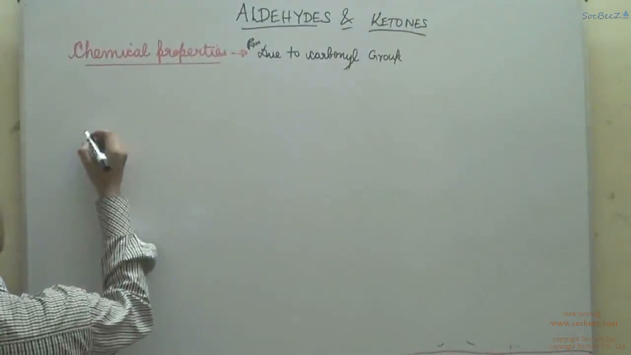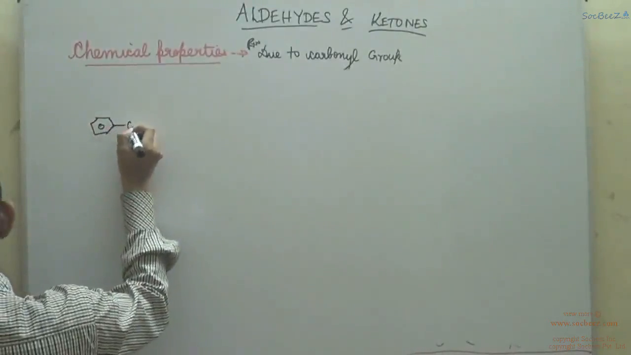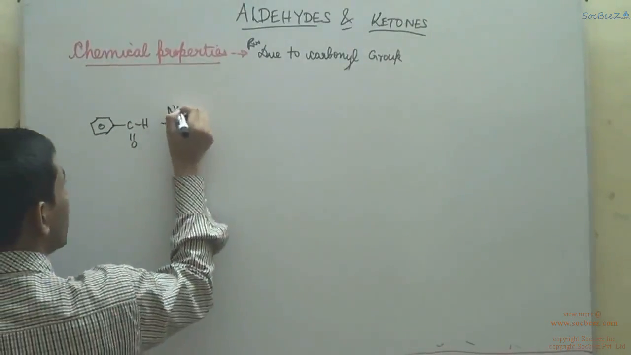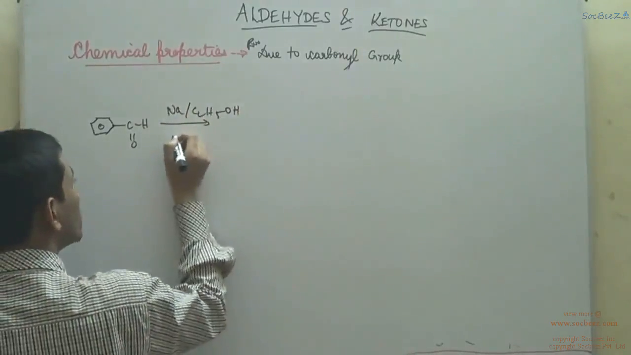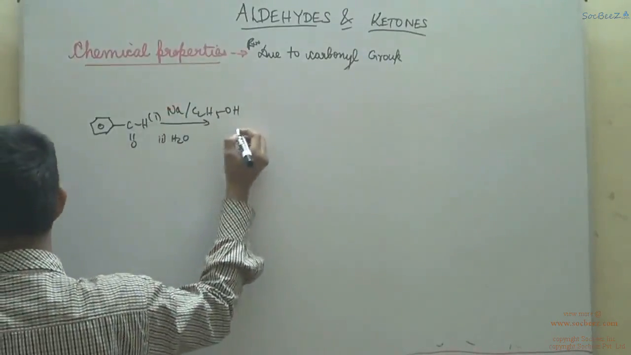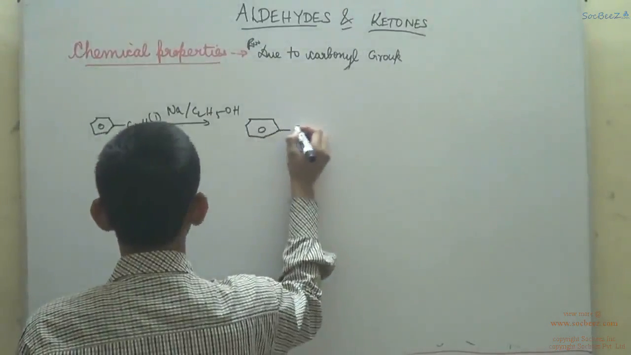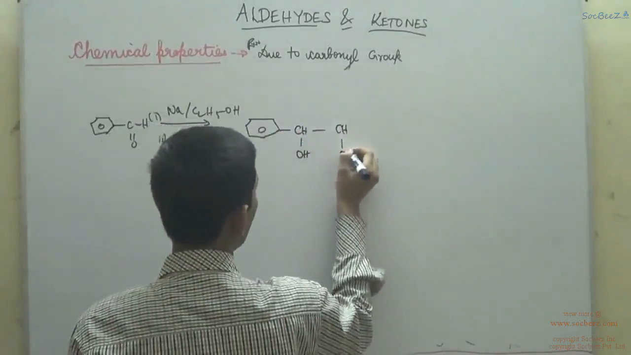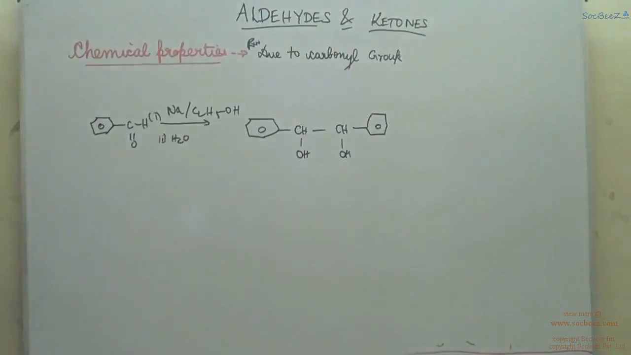Some other typical reaction. This is coupling. If you use Na in the presence of ethyl alcohol and then treat it with water in the second step, this gets coupled to form a diol, a vicinal diol. Okay.